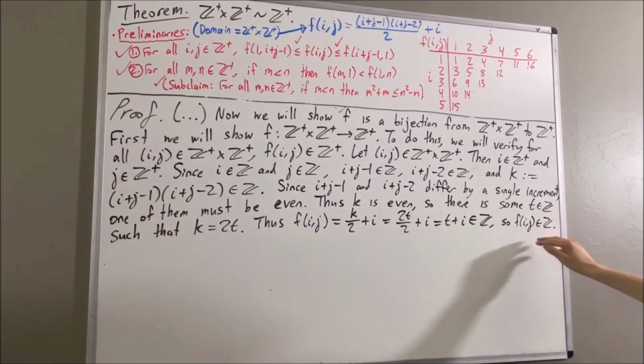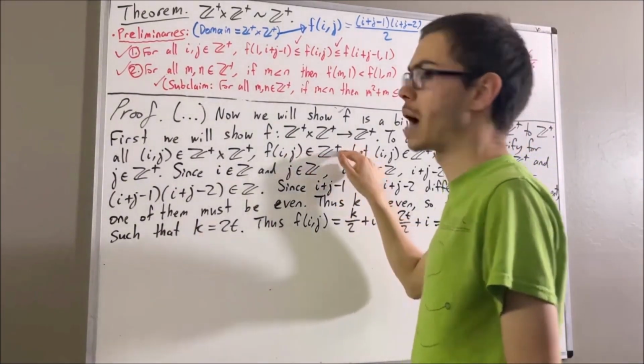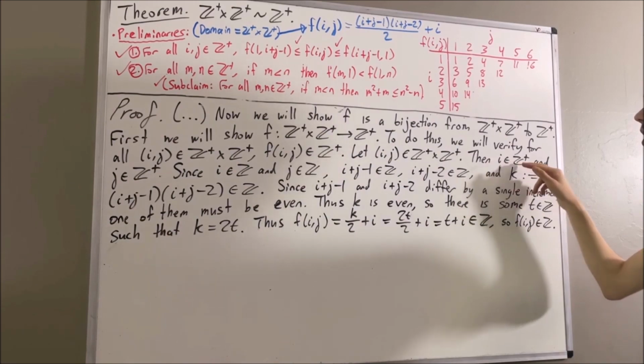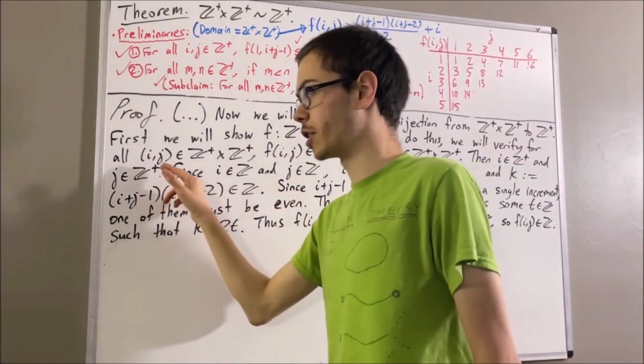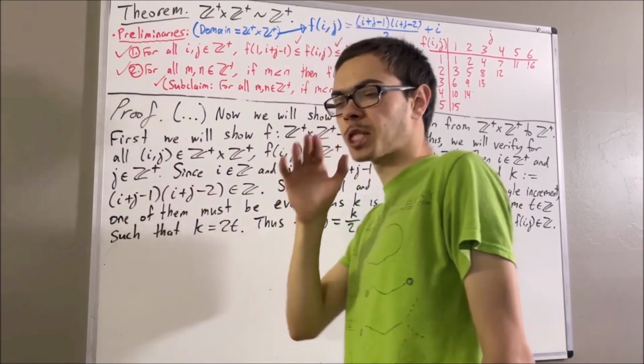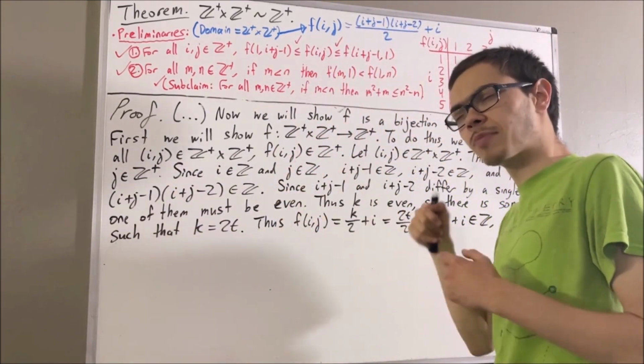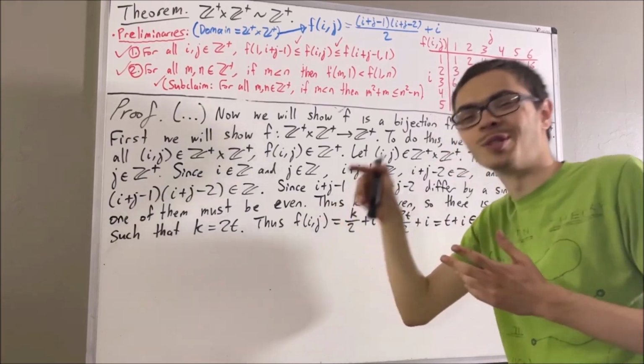All that's left to show now is that f of i comma j is positive. How can we do that? Well, since i is greater than 0 and j is greater than 0, it follows that i plus j minus 1 is also greater than 0, and i plus j minus 2 is greater than or equal to 0.